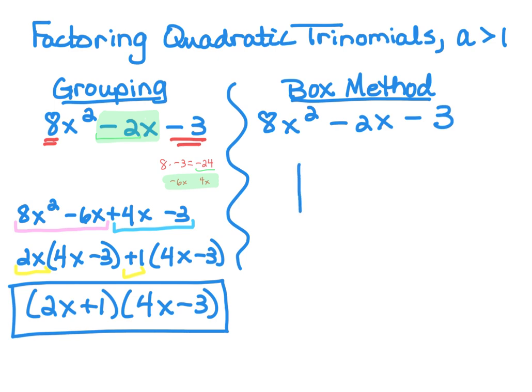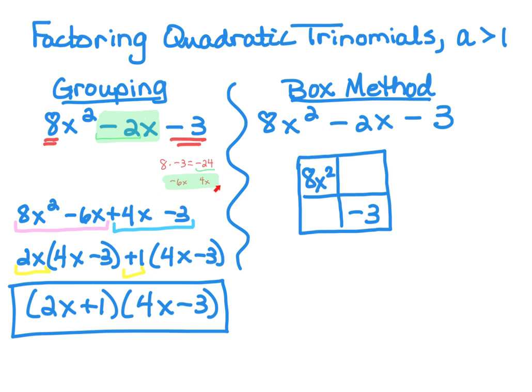And so here's how the box works. I'm going to draw a 2 by 2 box. And I'm going to put the 8x squared, or the x squared term, always in the top left corner. And the number term, meaning the last term on the end here, is going to go in the bottom right corner. And then you're going to go back and get those two terms that you decided on in the previous step, minus 6x and 4x, and you're going to put those in the other two boxes, and it doesn't matter which goes where.